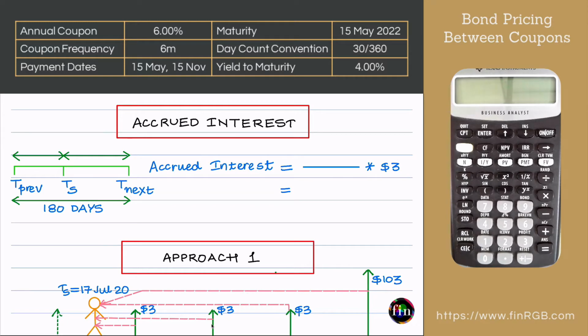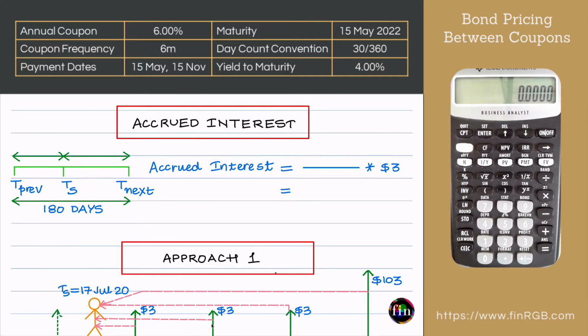Since I am following 30/360 day count convention, and since these two dates are 6 months apart, and in 30/360 every month is 30 days, the total number of days in this coupon period is 180 days. Now let's use the date functionality in our financial calculator and find out the number of days between these two dates. If I go to my financial calculator and turn on the date functionality, it's located right here. So second, and then press 1. This is my date functionality.